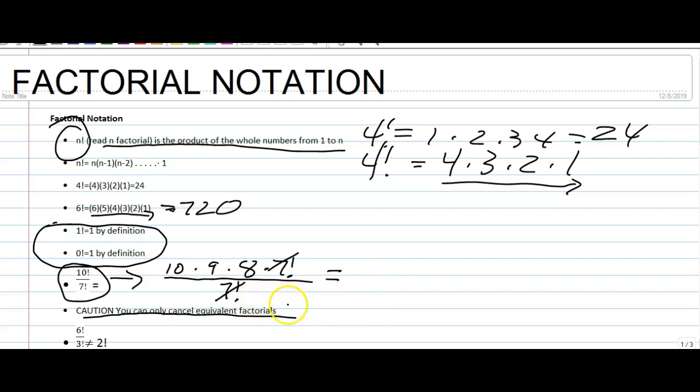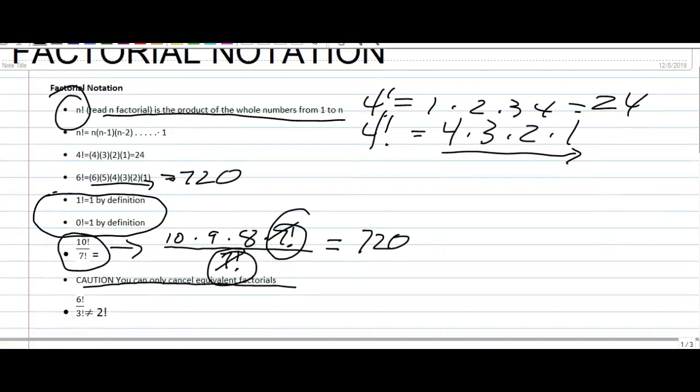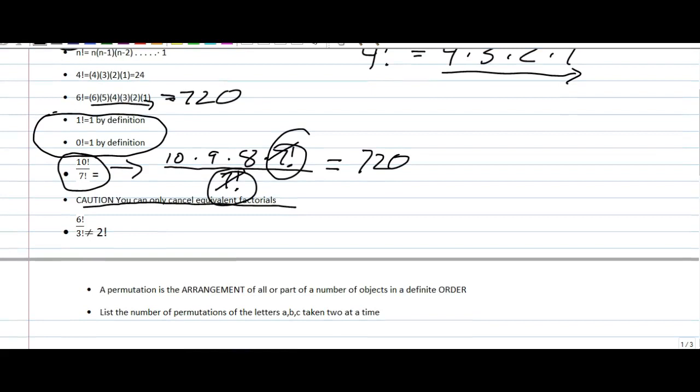Now you can only cancel equivalent factorials. So I can cancel the 7 factorials, which gives me 10 times 9 times 8, which is equal to 720. Now again, I must caution you here, you can only cancel equivalent factorials. So 6 factorial divided by 3 factorial is not 2 factorial. You cannot divide these as you would whole numbers.